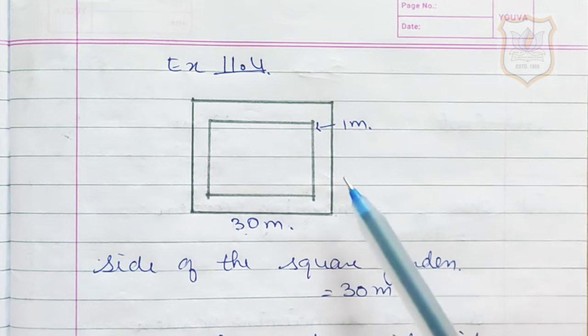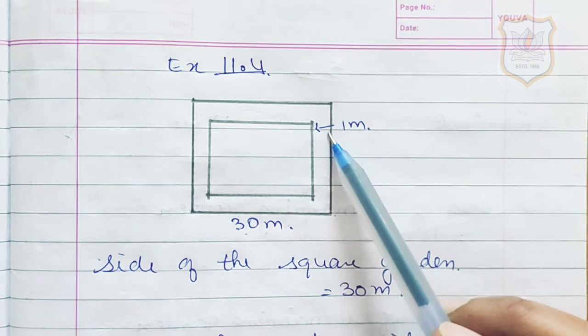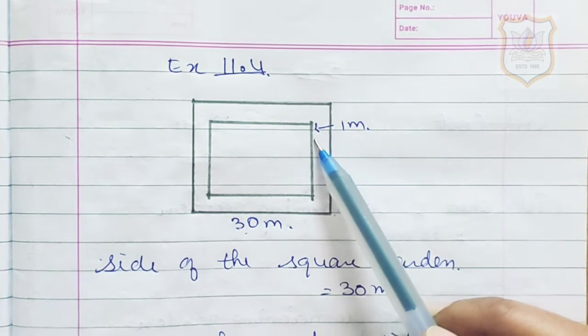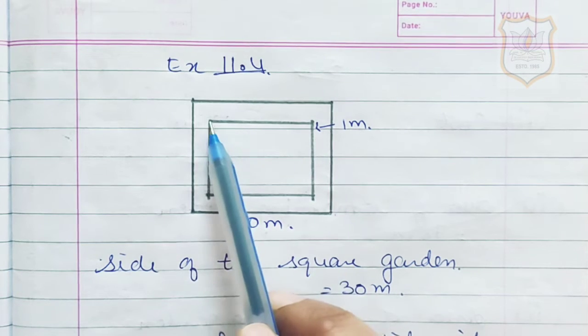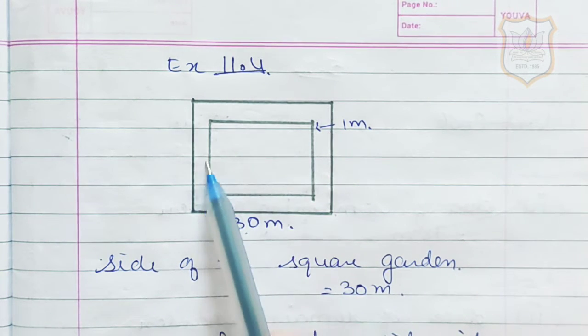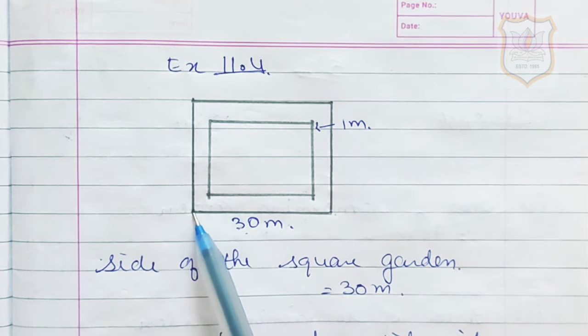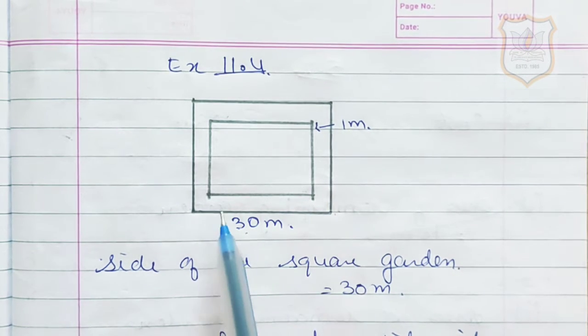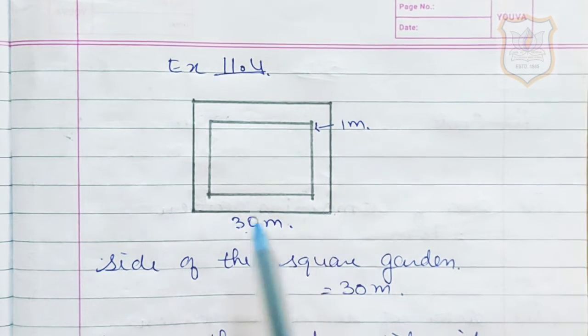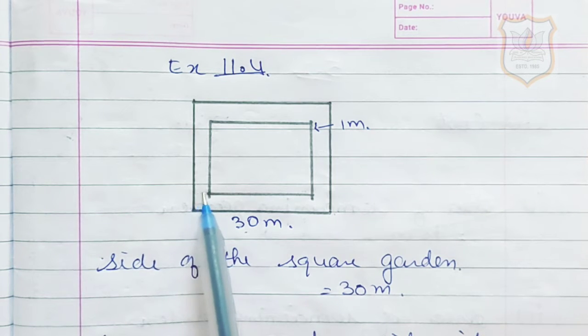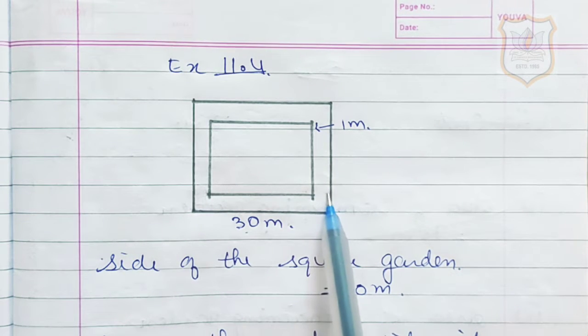Now students, as it is given that a 1 meter wide path is to be built inside the square garden, so to find out the area of this inside garden, first we will find out the length of the side of the inside garden. Here this much side is of 30 meter, this much road path is of 1 meter, and this much is of also 1 meter.